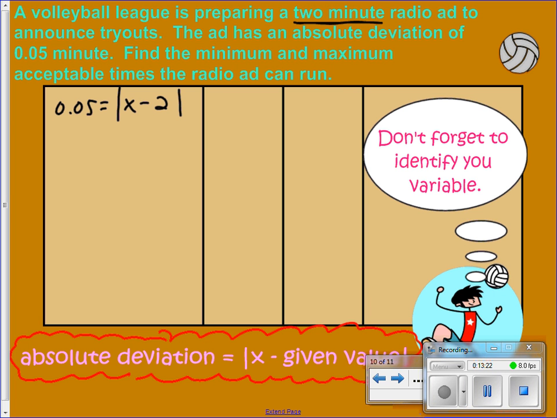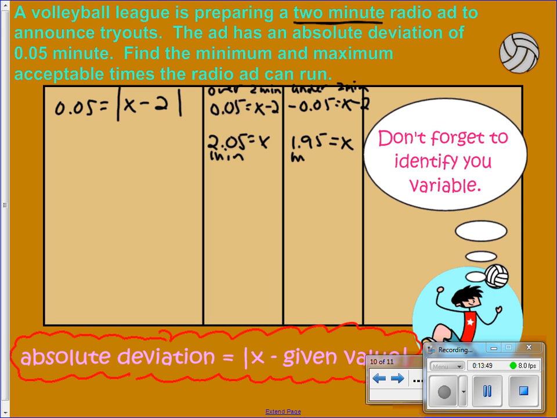So we can do positive 0.05 or negative 0.05 because we can be over 2 minutes or we can be under 2 minutes by 0.05 minutes. So that would mean I can have a 2.05 minute ad, or if I add 2 to both sides, I could have a 1.95 minute ad. Oh, Miss Karen, I didn't identify the variable. X equals the time of the ad in minutes.